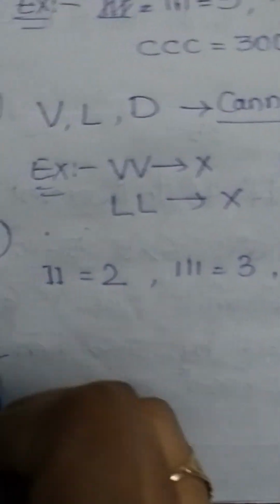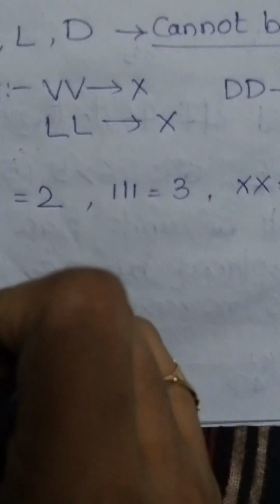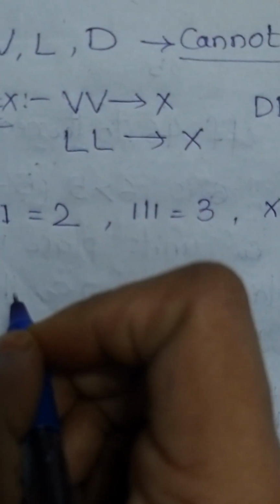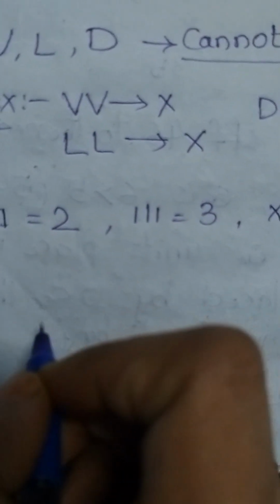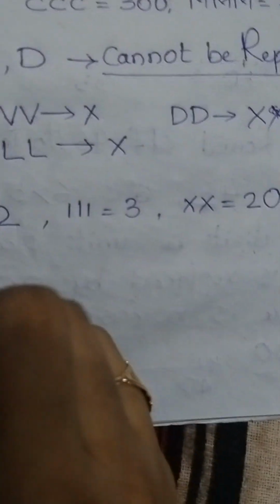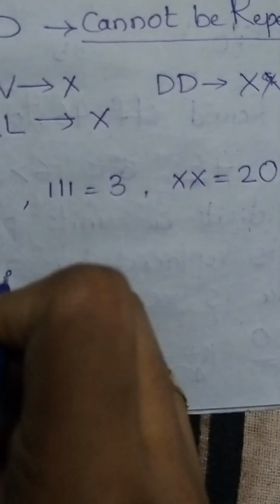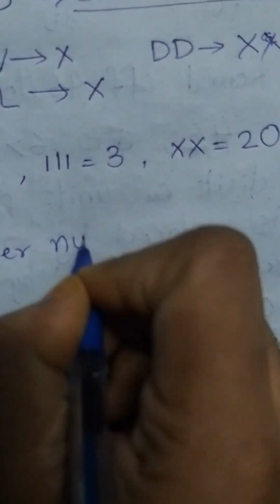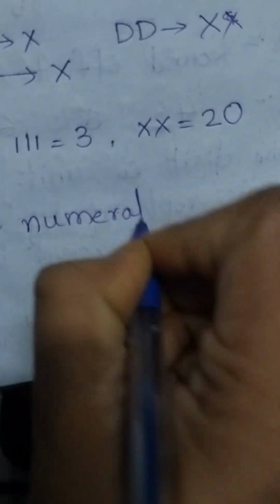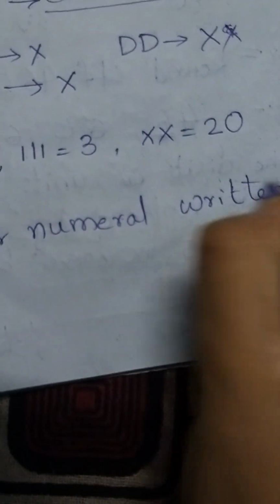Okay, the fourth rule, the last rule: a smaller numeral is written after the greater numeral. See here, children, the smaller Roman numeral is written to the right of the bigger numeral.